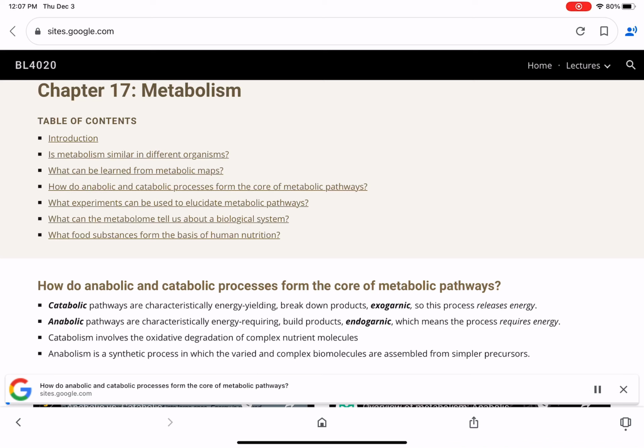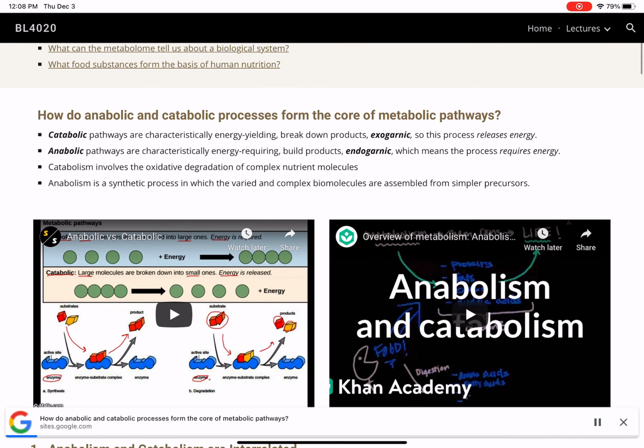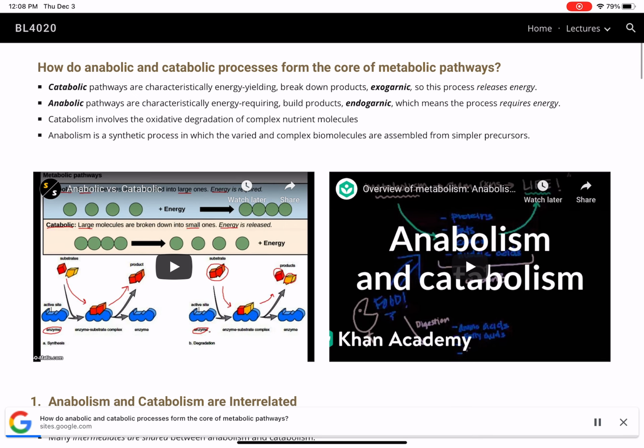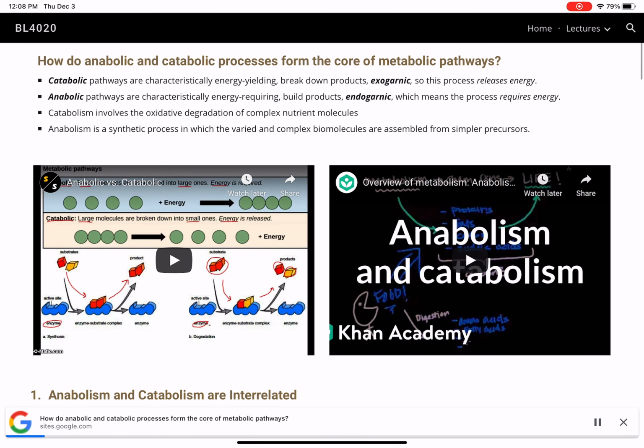How do anabolic and catabolic processes form the core of metabolic pathways? Published by sites.google.com. Catabolic pathways are characteristically energy-yielding, breakdown products, exergonic, so this process releases energy. Anabolic pathways are characteristically energy-requiring, build products, endergonic, which means the process requires energy.